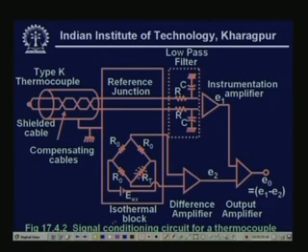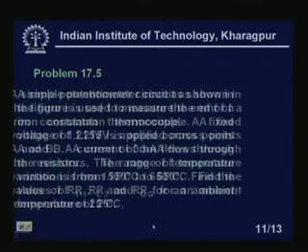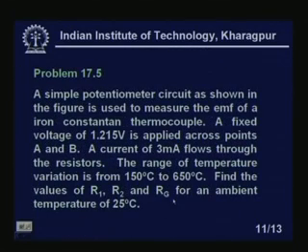Fine. So we can now come to problem number 5, or 17.5. It is telling that a simple potentiometer circuit as shown in the figure is used to measure the EMF of an iron constantan thermocouple.